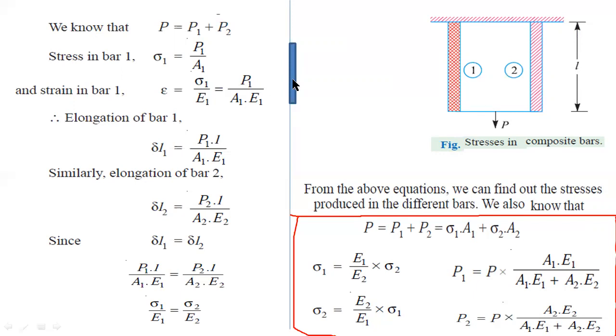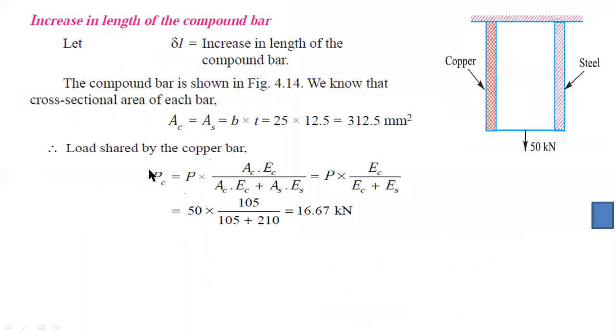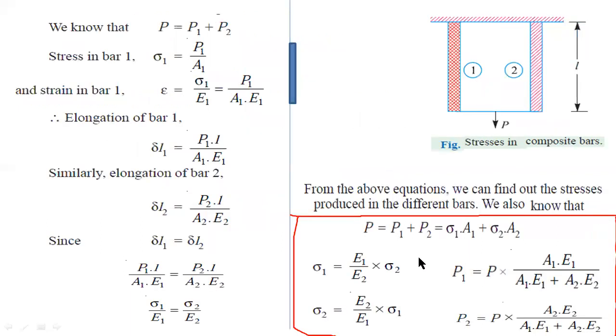So from this formula, PC is the load carried by the copper bar, and capital P is the total load acting on the compound bar, that is 50 kilonewtons. So PC equal to area of the copper into Young's modulus of the copper divided by area of the copper, Young's modulus of copper plus area of the steel into Young's modulus of the steel. So I am using this formula.